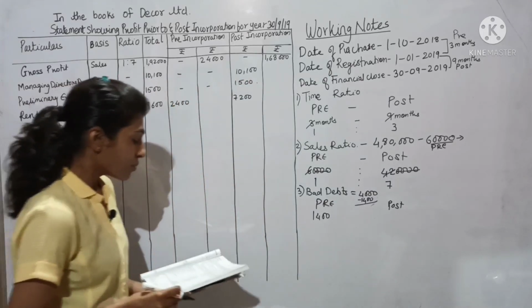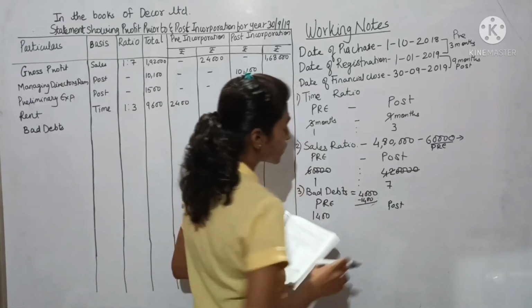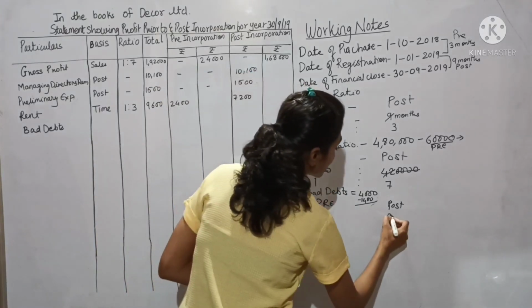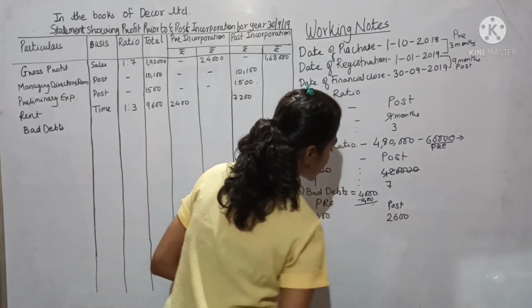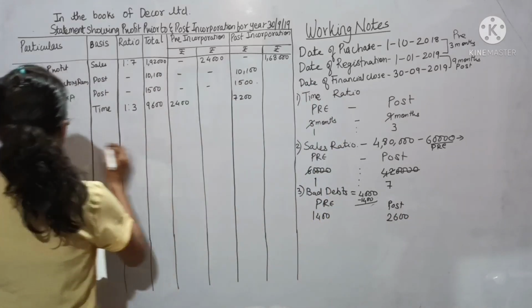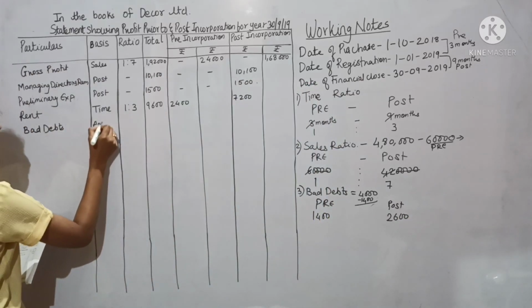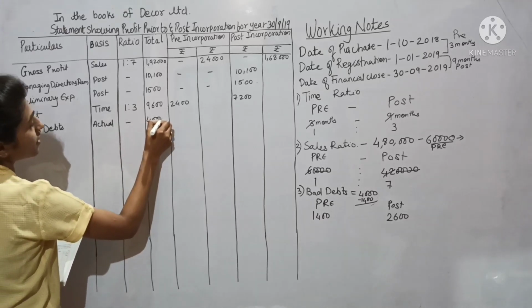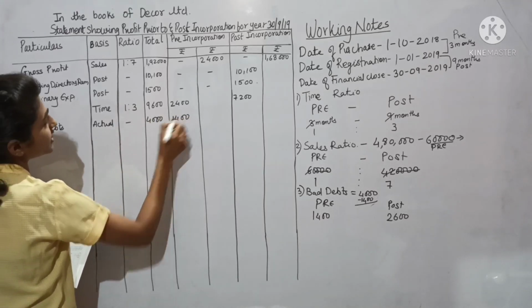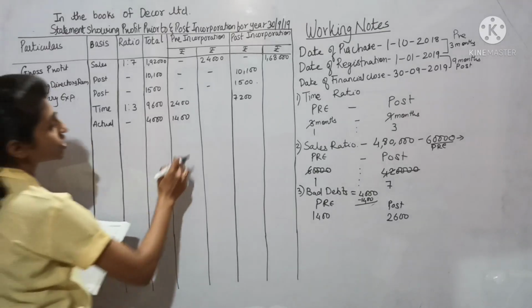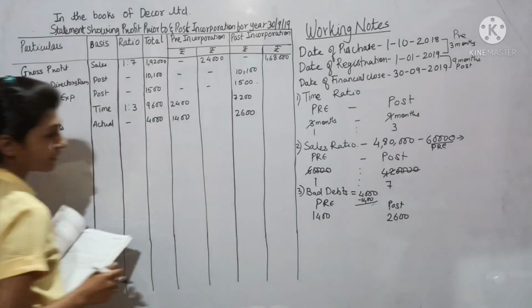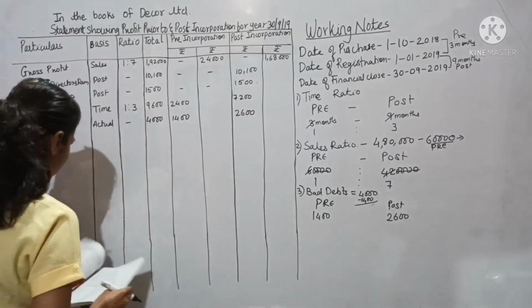So 4,000 minus 1,400, we get in post 2,600. So bad debts actual total 4,000, and 1,400 is created in pre-incorporation, and in post-incorporation 2,600.